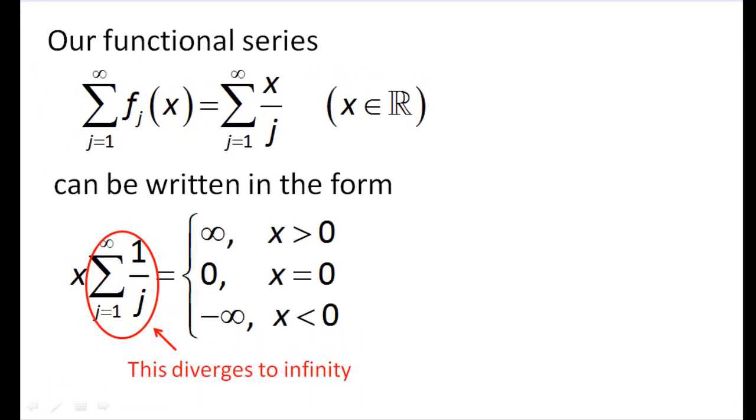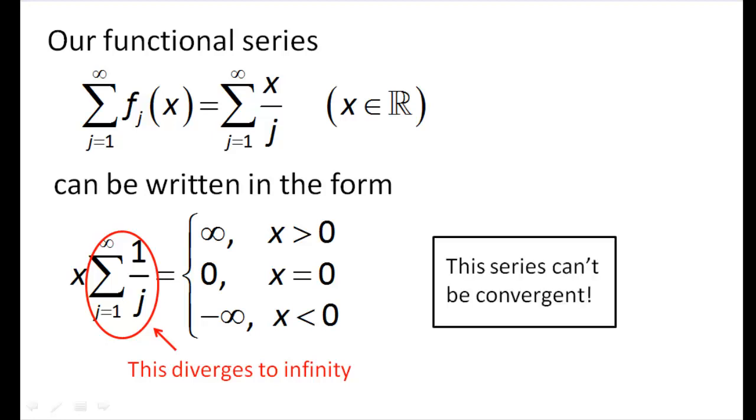And this means our functional series tends to infinity if x is positive, it tends to minus infinity if x is negative, and obviously it's equal to 0 if x is equal to 0, because then every term in the series is 0. So given that the series only has a finite value when x equals 0, the series cannot be convergent, and our next definition will make this clear.